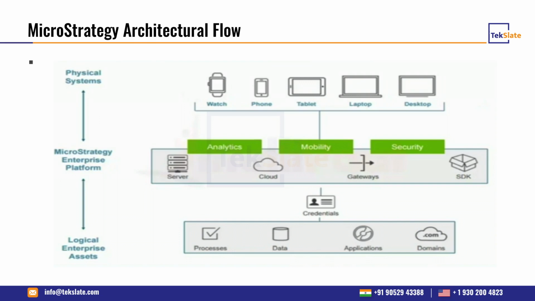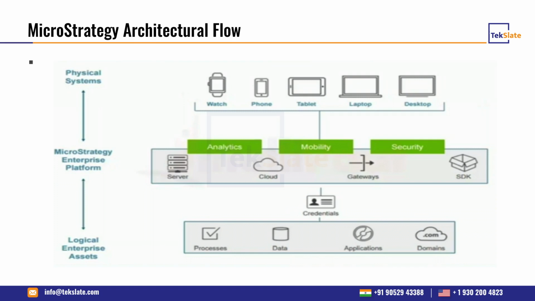That end user is going to handle this information with these 5 applications. After analytics, mobility, and security, that information is provided to the end user, and some credential part is shown between layer number 2 and layer number 1, from down to up. So between logical enterprise assets and the MicroStrategy enterprise platform, credentials are required. A person from sales and marketing is not able to access the information of the human resource person. As per the permission we grant, that is nothing but the access control segment, which is also an important feature of MicroStrategy, that we are also going to see in the further slides.